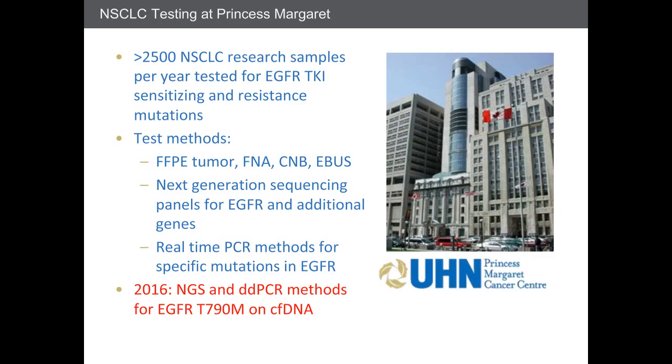So starting last year, in 2016, we did begin to work up next-generation sequencing and digital droplet PCR methods for the EGFR T790M resistance mutation on cell-free DNA. And that's what I'll talk about for the remainder of this talk.